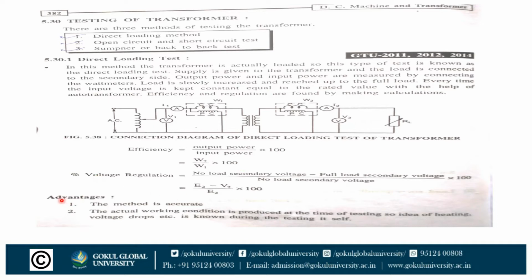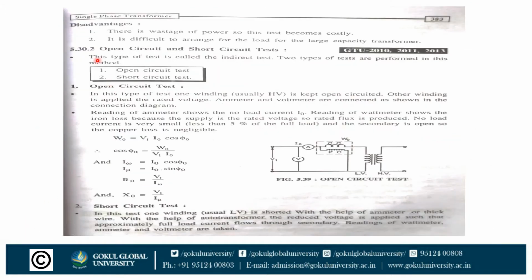Now advantages of this method. First one is this method is accurate. Second one is the actual working condition is produced at the time of testing, so ideas of heating, voltage drop, etc. are known during the testing itself. Clear? Disadvantages: there is a wastage of power, so this test becomes costly. And second one is it is difficult to arrange for the load for the large capacity transformer.